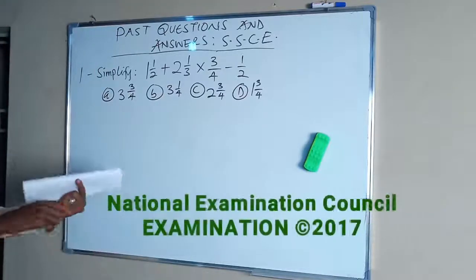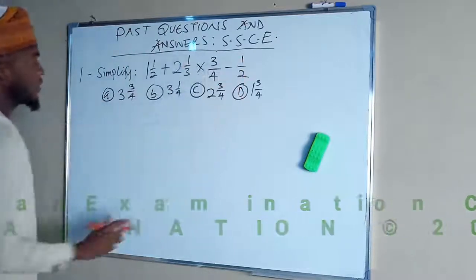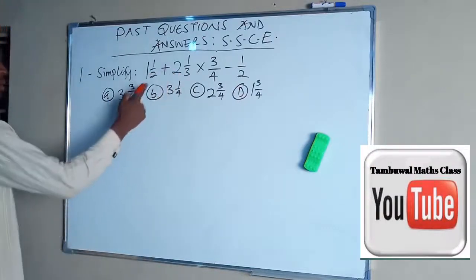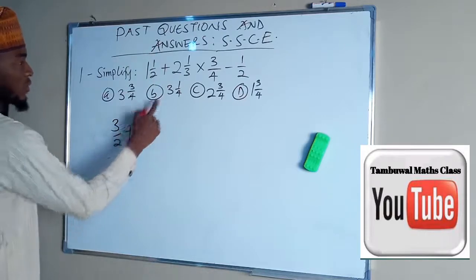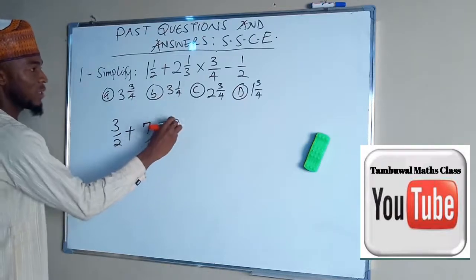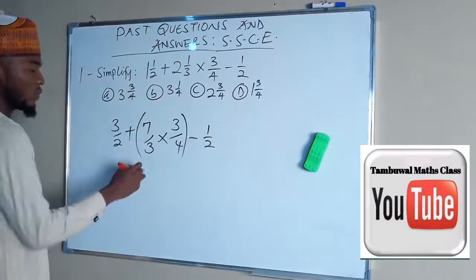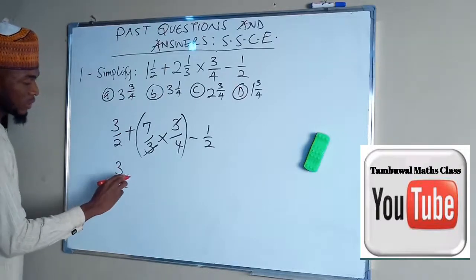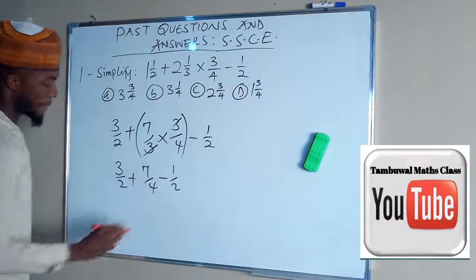So without wasting much time, we are going to begin with the very first question, which says we should simplify this. Now we have to transform each one of these into an improper fraction. For this one, 2 times 1, 2 plus 1 is 3 divided by 2, plus this time this is 6 plus this is 7 divided by 3, multiplied by 3 divided by 4, minus 1 over 2. We begin with this, but this cancels this. So we end up having 3 divided by 2 plus 7 over 4 minus 1 over 2.